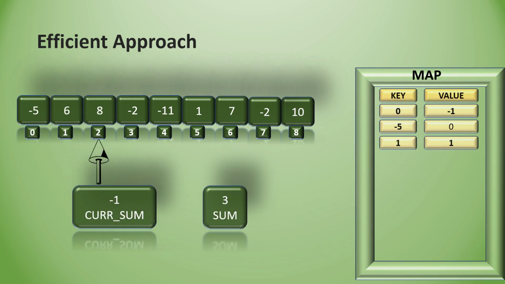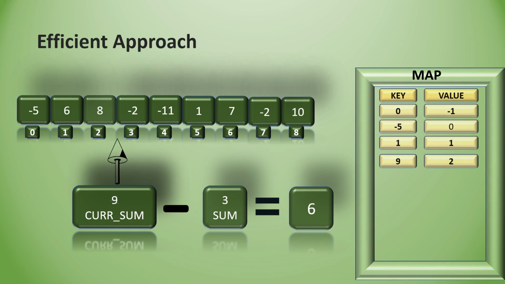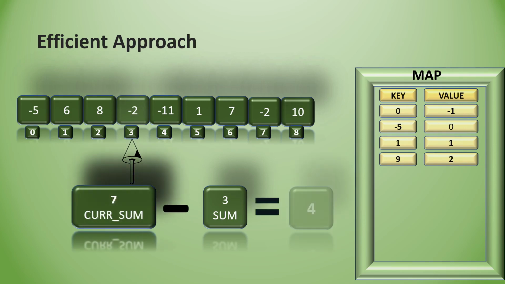I get 8, add 8 to the sum, it becomes 9, find current sum minus sum which is 6 in the map, but 6 is not present in the map, so add the current sum and index in the map and move the pointer. I get -2, add -2 to the sum, it becomes 7, find current sum minus sum which is 4 in the map, but 4 is not present in the map, so add the current sum and index in the map and move the pointer.